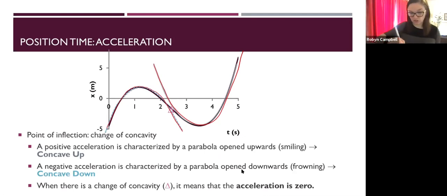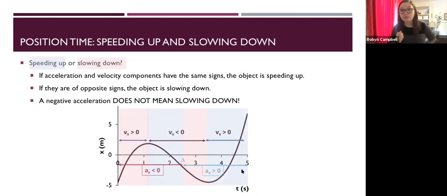Very, very important: negative acceleration doesn't necessarily mean that it's slowing down, as you can see, right? In this first little chunk of the graph where it's concave down, we have regions where it's both slowing down and also speeding up. So we'll talk about that in a slide or two. If there's a change in concavity, so it's this pink triangle in this graph, note that the acceleration is 0 at that point. So speeding up or slowing down, we can tell from the position time graph.